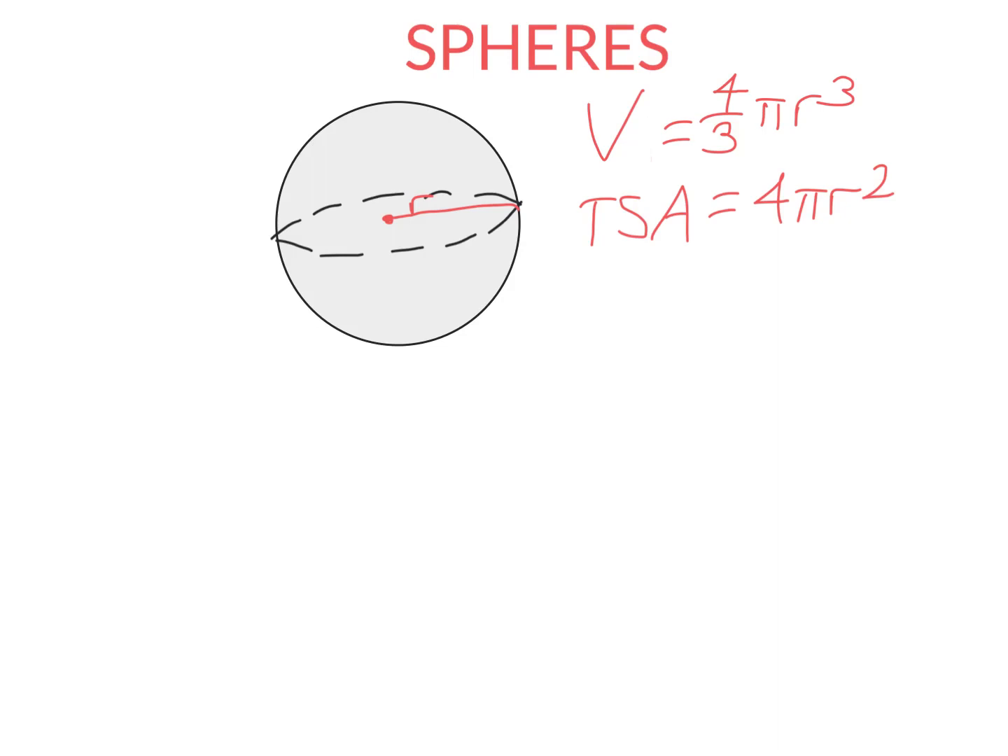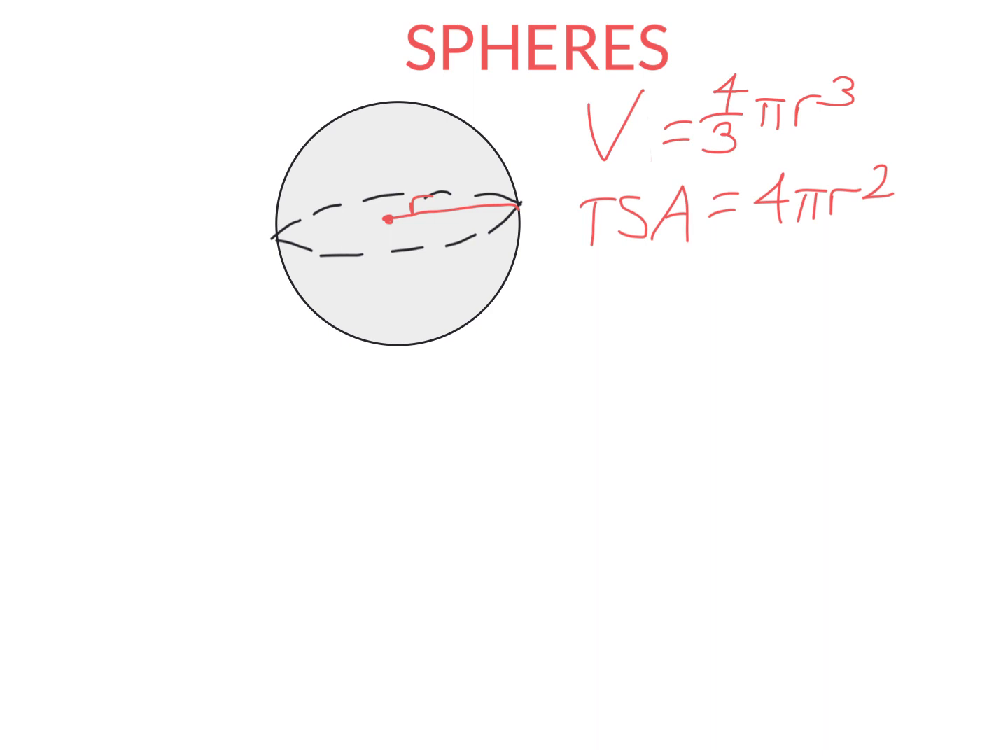Thank you so much for tuning into this video in which we will look at the volume and surface area of a sphere. So a sphere is kind of like a 3D circle. So here we have a circle in 3D. The radius is the distance from the edge, the outer of the sphere, right into the center, into the middle, inside the sphere. And we need the radius for volume and surface area.